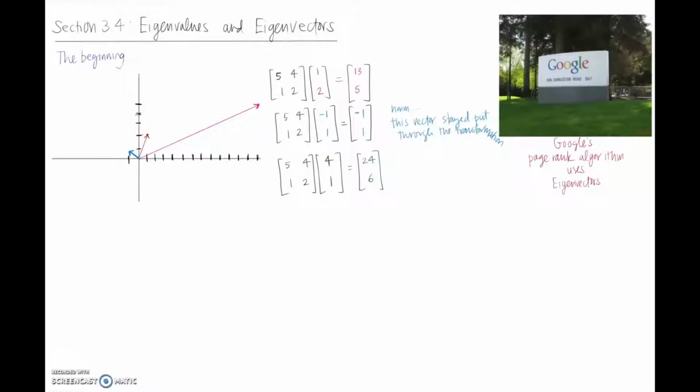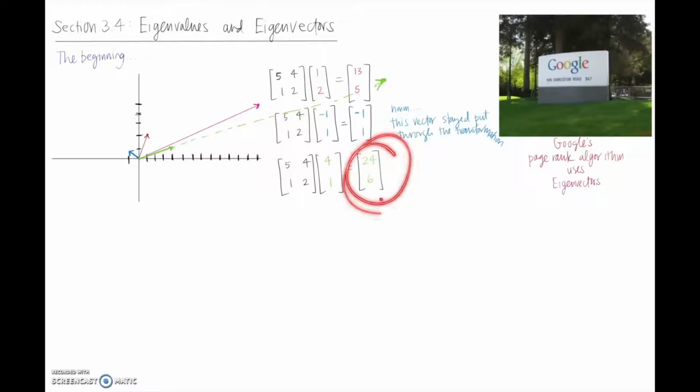Let's see, the original vector was 4, 1, so it was kind of in here. And then we get a new vector 24, 6, which is way off here somewhere. Okay, I want to draw this slightly more accurately. 24, 6 should be probably somewhere in here.